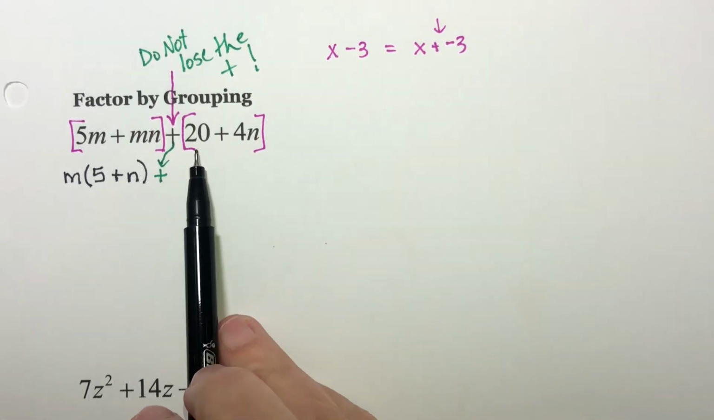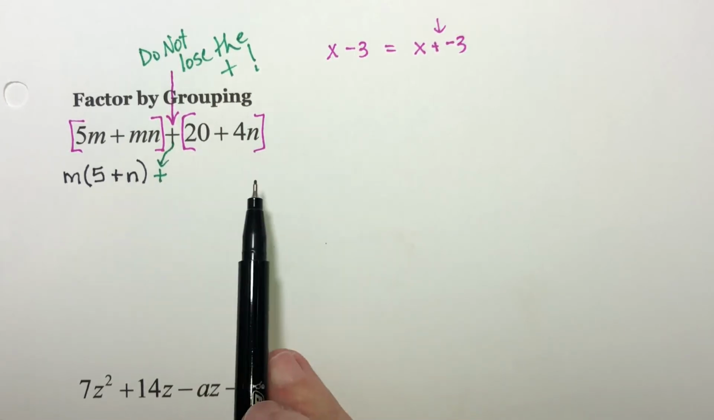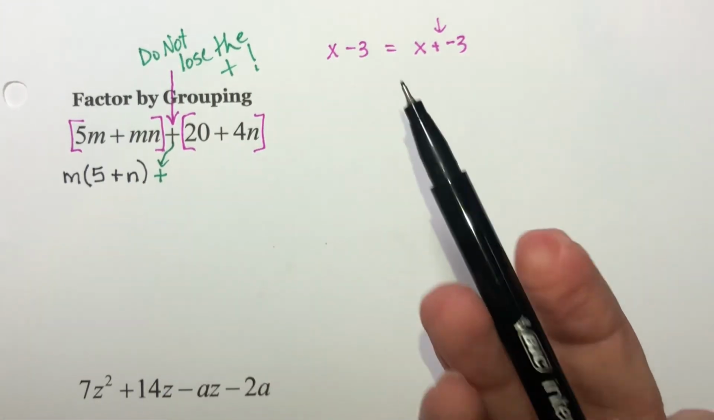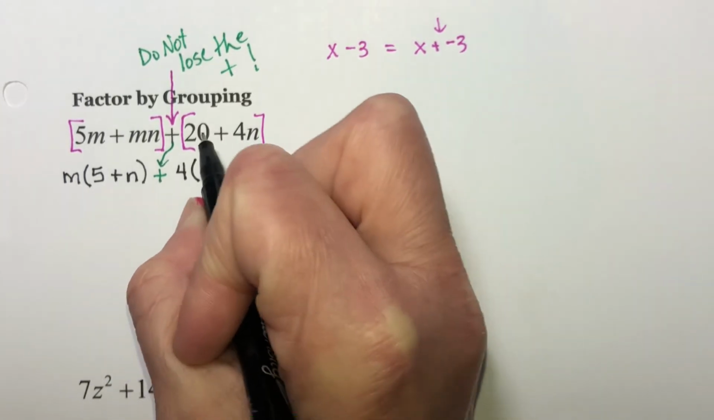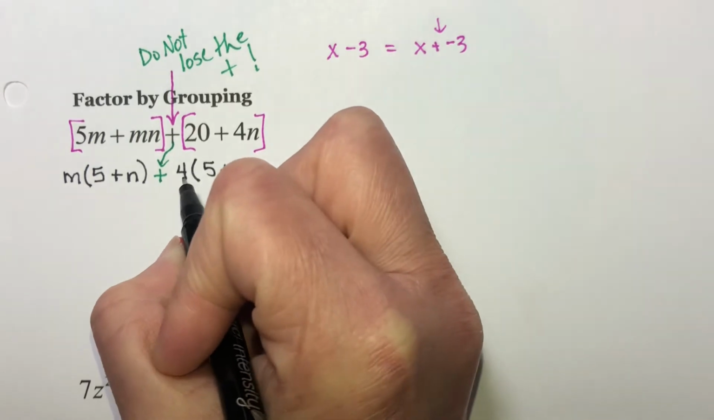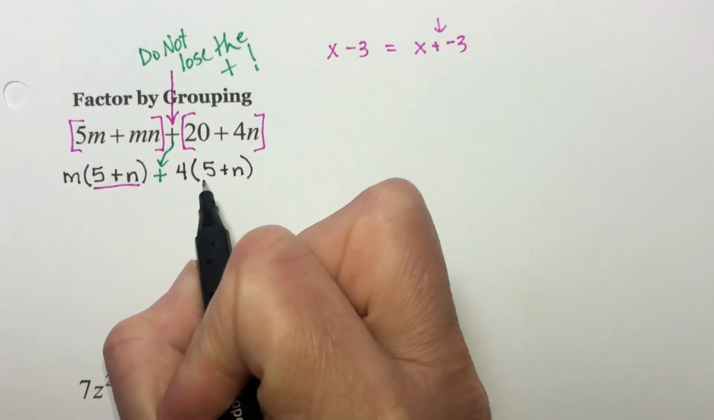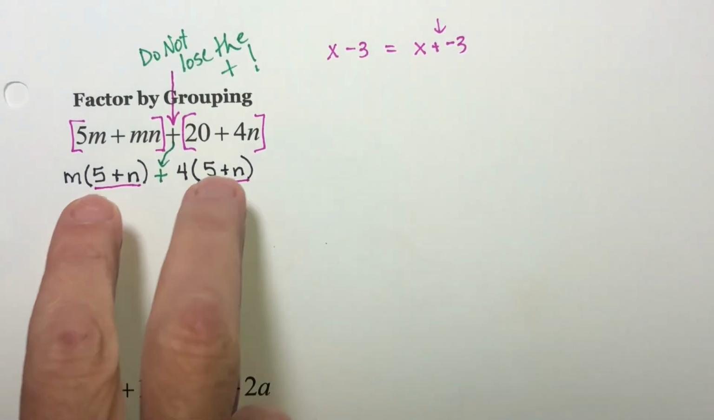All right, now let's look at this problem. I have a 20 and I have a 4n. I don't have a variable in both of them, so I'm not going to have that. My GCF might be 4. Does 4 divide evenly into 20? Yes. So I'm going to factor out a 4. 4 times 5 gives me 20, plus 4 times n gives me 4n. Okay. Now at this point, if factoring by grouping is going to work, we should have the same thing here and here. Okay, that's our goal, is to factor by grouping and then end up with 2 parentheses that are exactly the same.